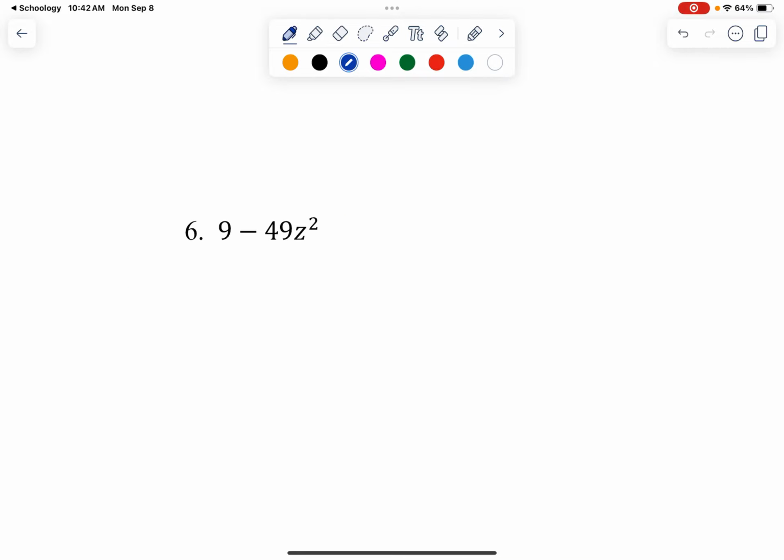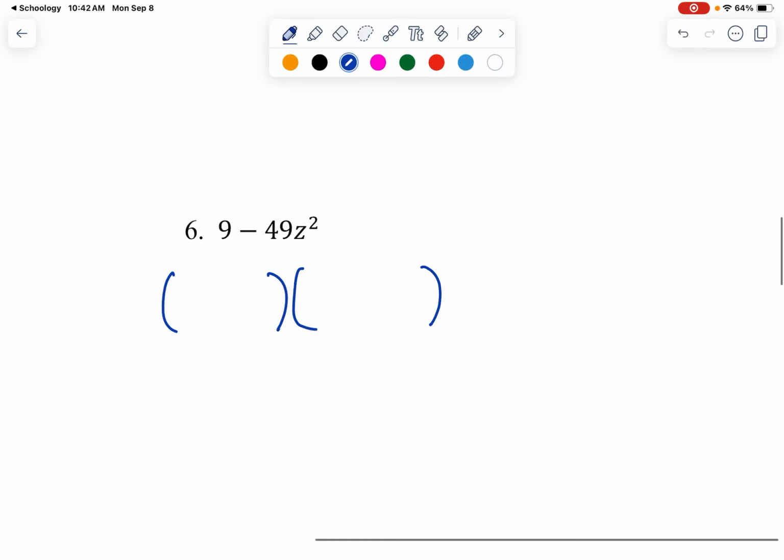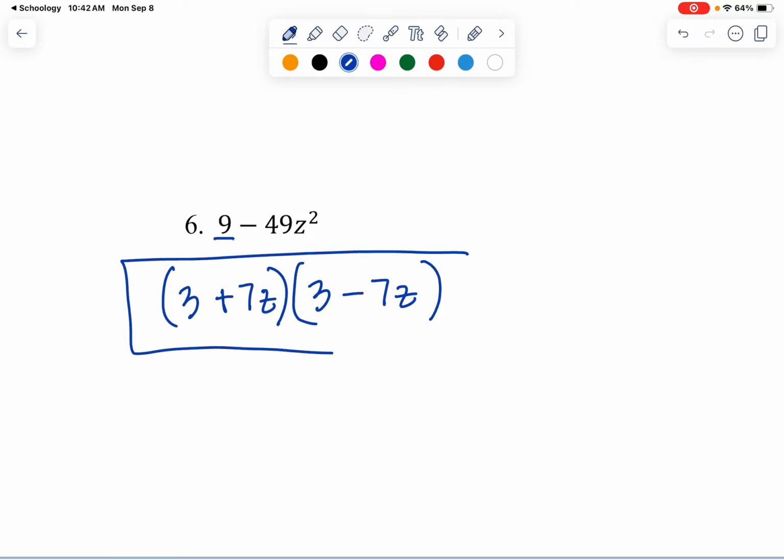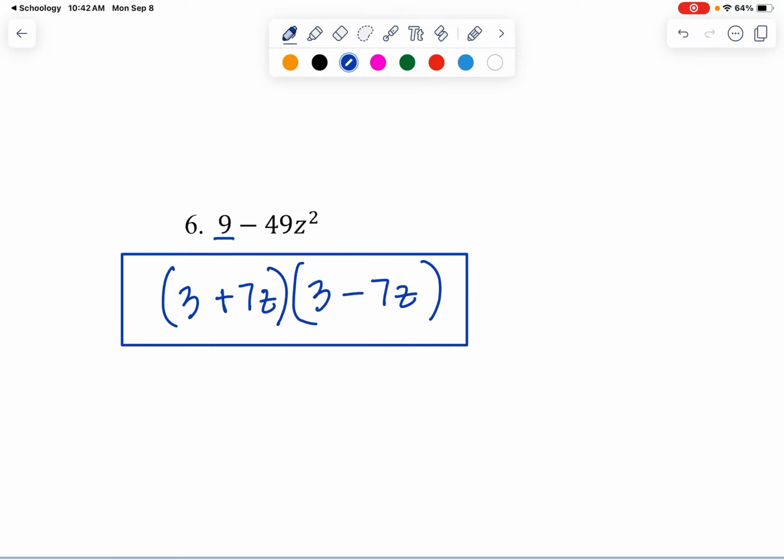All right, last one. Looking for a GCF. Nope, they have nothing in common. So I look to see if it's a difference of squares. 9 is a perfect square, and 49z squared is a perfect square. So this is factorable. The first two terms have to multiply to give me 9. So that's 3 and 3. The second two terms have to multiply to give me negative 49z squared, and they have to be opposites. So positive 7z and negative 7z. All right. And those cannot be switched around. Don't put the z first because you want it to be first.